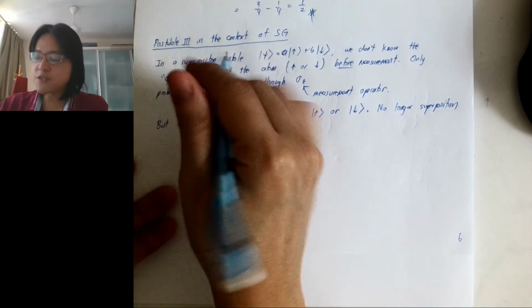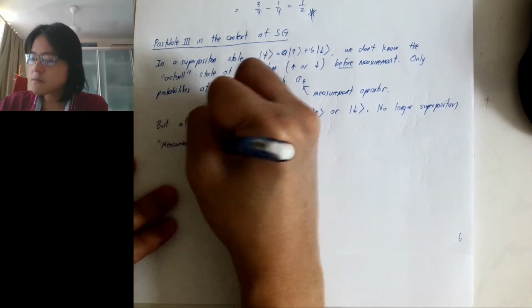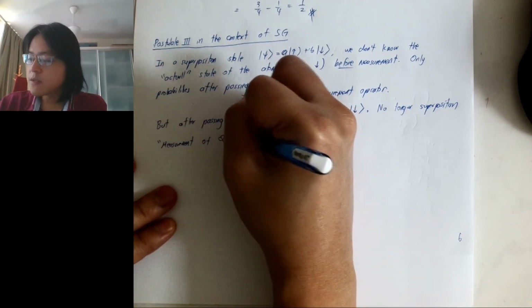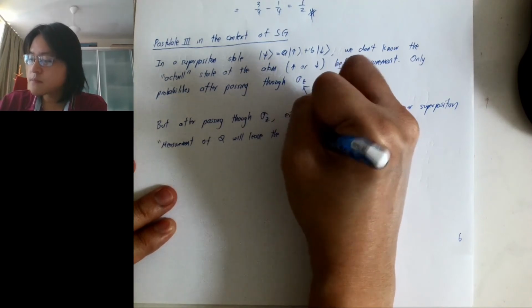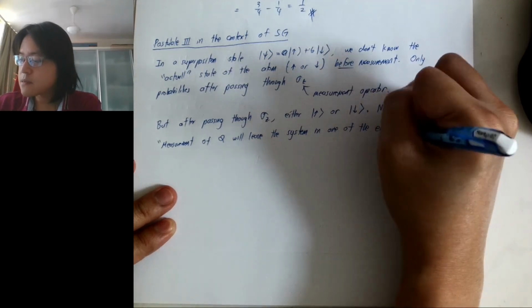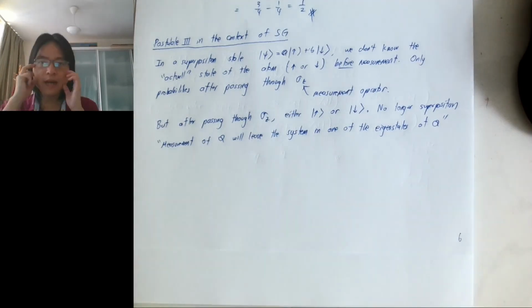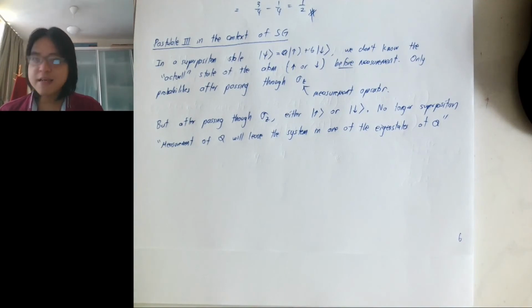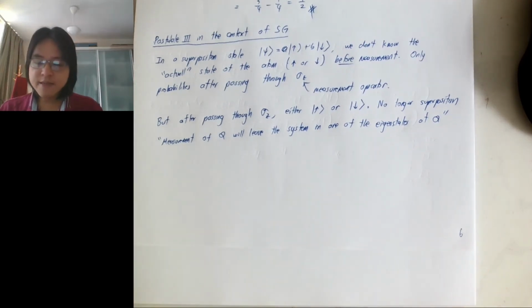So remember that the postulate says that measurement of Q will leave the system in one of the eigenstates of Q, right? So that was kind of what postulate 3 was discussing when we were talking about it last week, I think. So it leaves it in the eigenstate of Q.